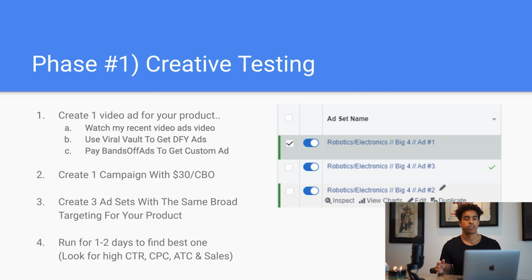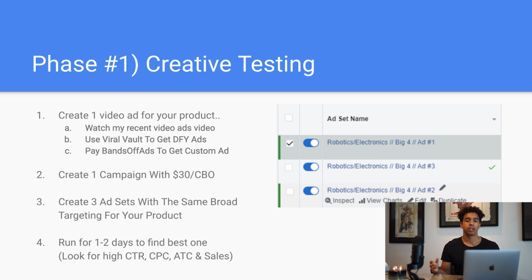Once that's done, you have to get into making the campaign to really test this and see what's working the best. So what you're going to want to do is create one campaign, and I'm going to jump in the ad account and show you an example of this, but you're going to make one campaign with a $30 CBO. And inside of that campaign, you're going to put 3 ad sets. These 3 ad sets are going to have the same targeting.